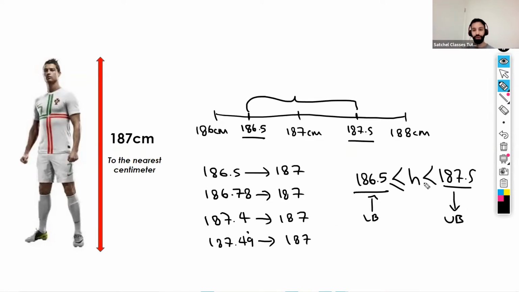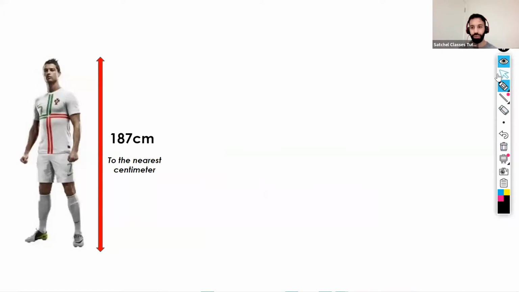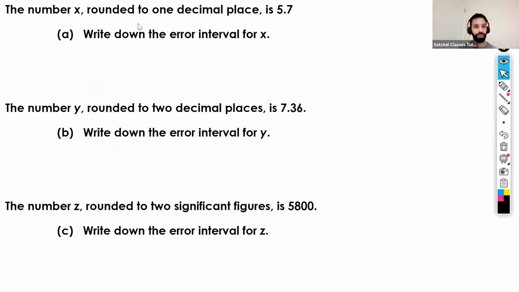And this is how we write our error interval. So any value within this range would round to 187 centimeters. Okay, so let's try some more difficult examples then.